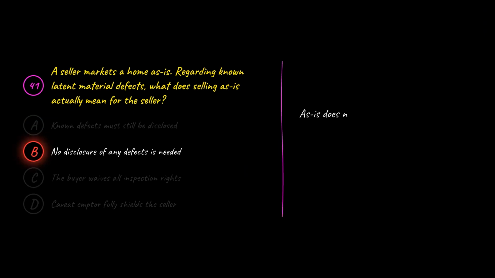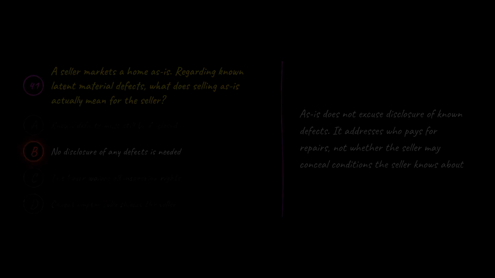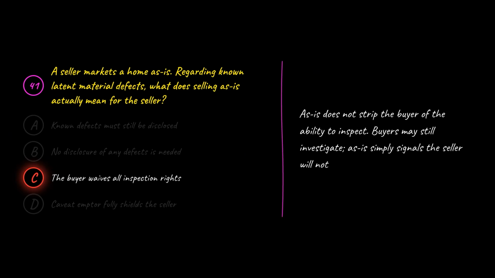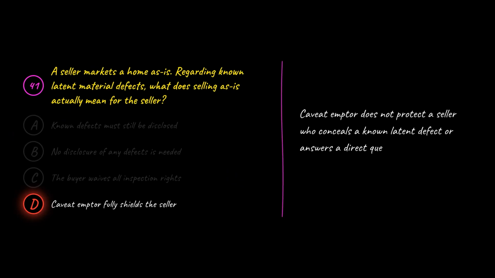B is wrong because as is does not excuse disclosure of known defects. It addresses who pays for repairs, not whether the seller may conceal conditions the seller knows about. C is wrong because as is does not strip the buyer of the ability to inspect. Buyers may still investigate, as it simply signals the seller will not undertake repairs. D is wrong because caveat emptor does not protect a seller who conceals a known latent defect or answers a direct question falsely, as is provides no shield for active concealment.